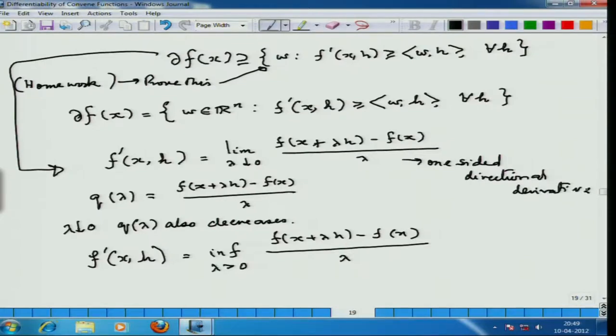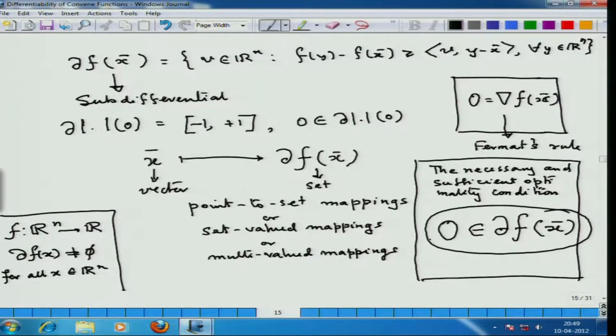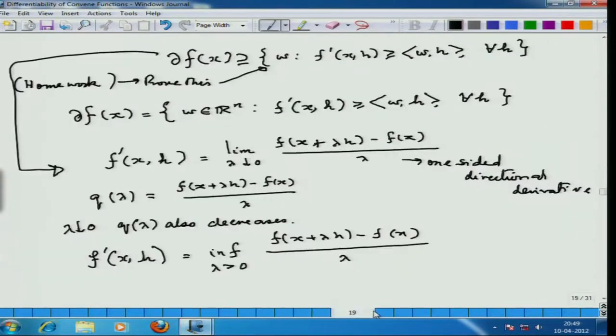So, the one-sided directional derivative of f at x in the direction h is also linked with the subdifferential in this fabulous fashion. And of course, we have the fundamental formula, which is very, very important, that 0 is an element of ∂f(x bar). This holds true. And so now, let us go back and have a fresh look again at the subdifferential.